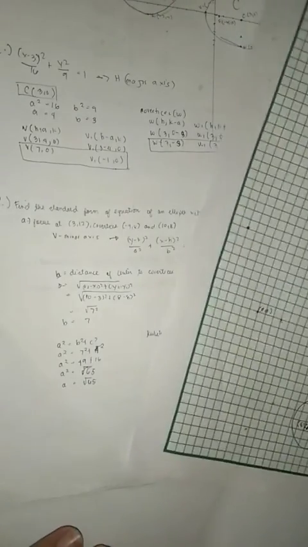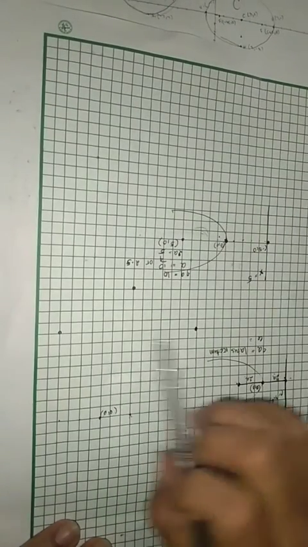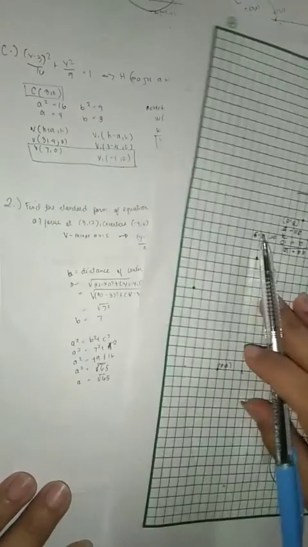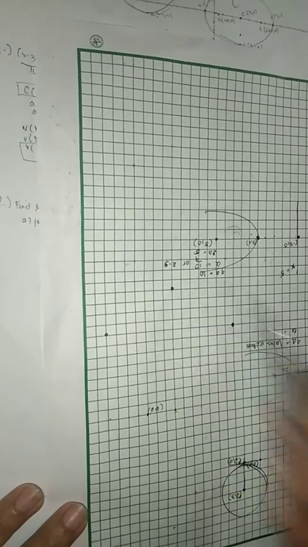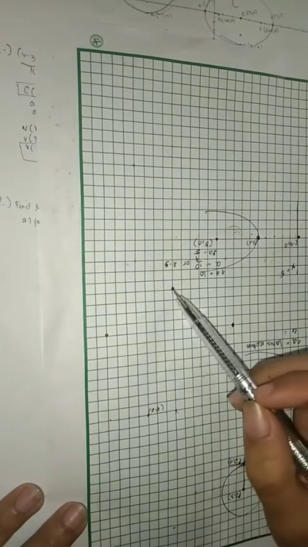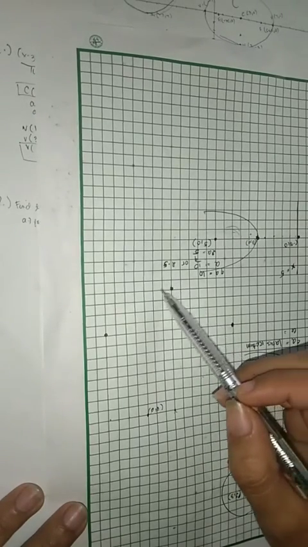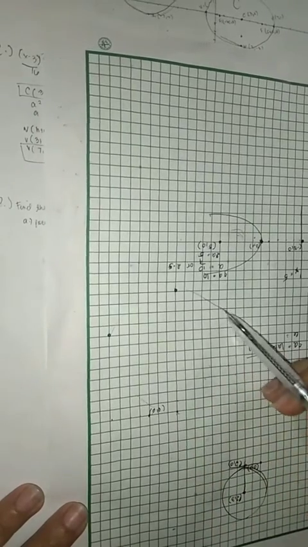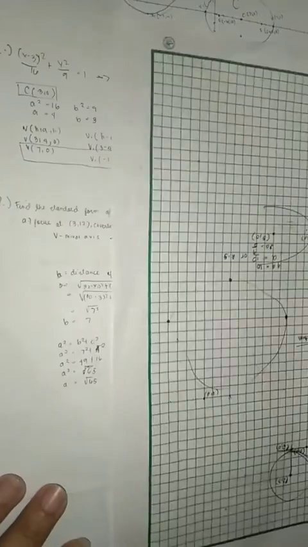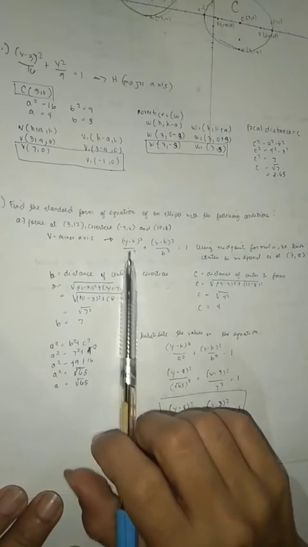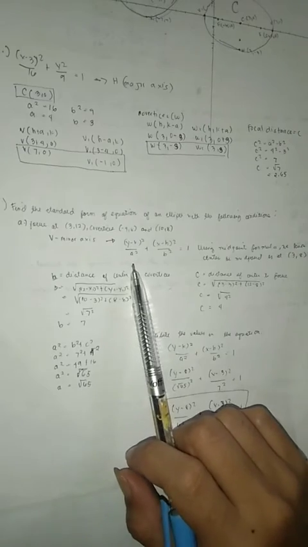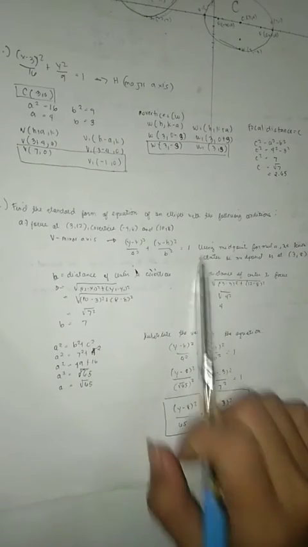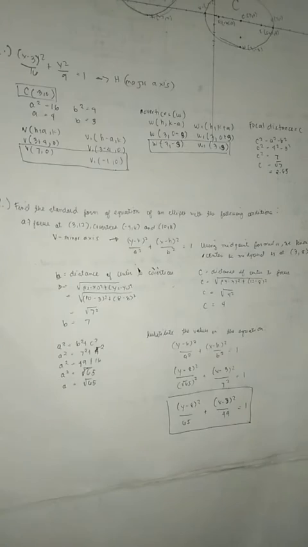Alright. Looking at this, if this is the co-vertex and this is the focus, then our ellipse would be, okay, it's vertical. It's vertical. So A should be under y. So y minus k squared over a squared plus x minus h squared over b squared is our equation.